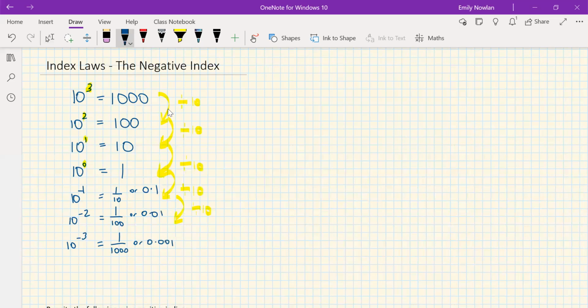Okay, so now the next step is, can we see a connection between the negative index and the index, and a connection with those fractions when we rewrite them? So let's have a look here. A tenth is the same as 1 over 10 to the power of 1. A hundredth is the same as 1 over 10 squared, and a thousandth is 1 over 10 cubed. So if I have a look here, the connection seems to be -1 goes to 1 on the bottom, -2 goes to 2 on the bottom, and -3 goes to 3 on the bottom.